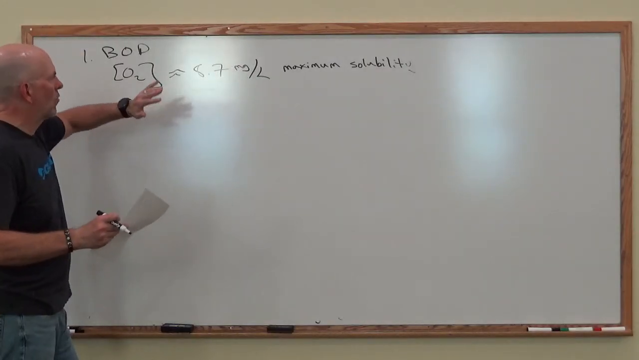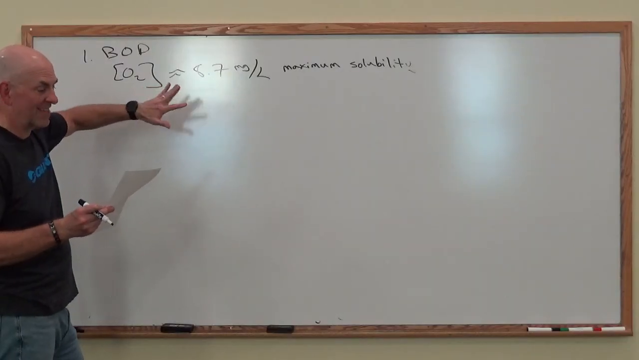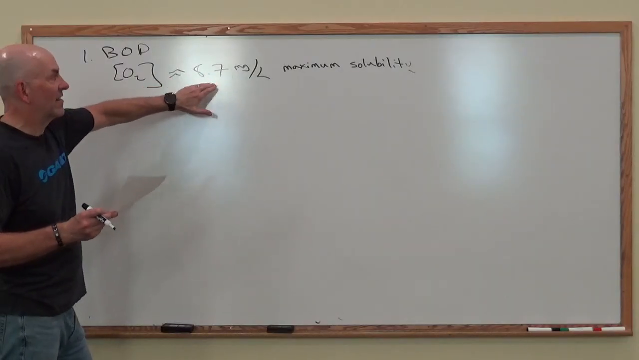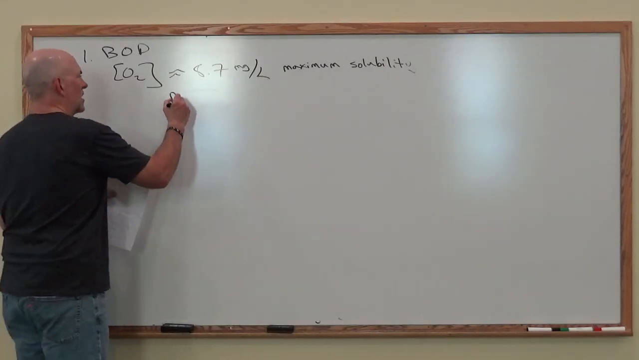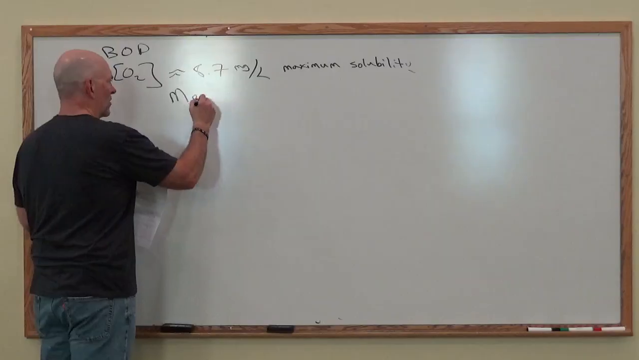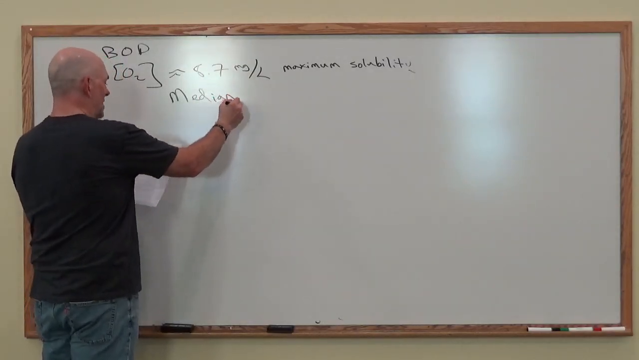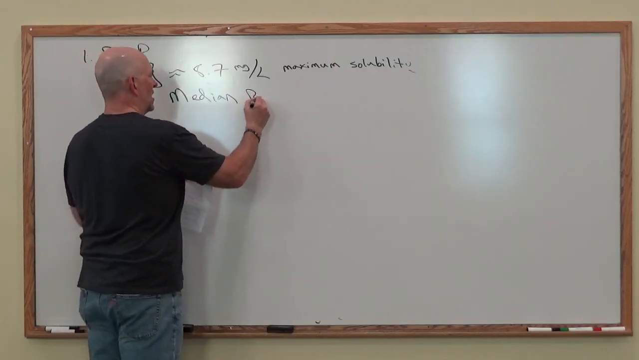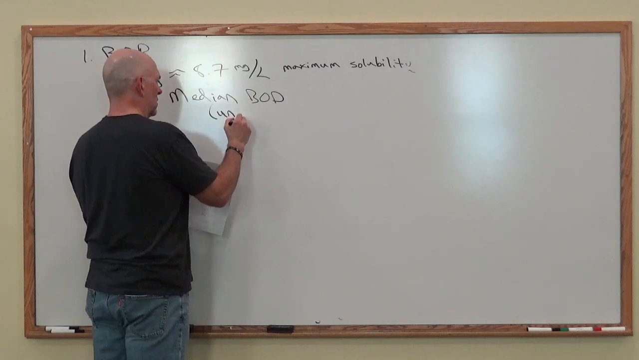So when a water system is saturated, and this is at a specific temperature, I can't remember which one it is, I think it's like 20 or 25, that is as much as you're going to get in there. And just to give you a couple of examples, the chart there tells you what's a good BOD, what's a bad BOD, if you will, but the median biological oxygen demand. So this is pretty good water.